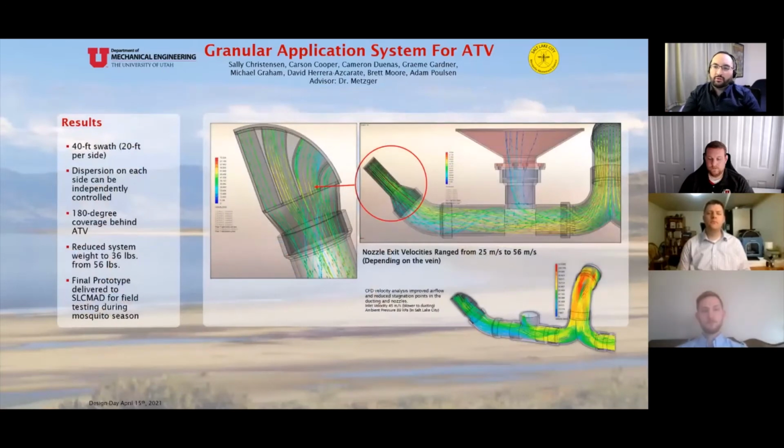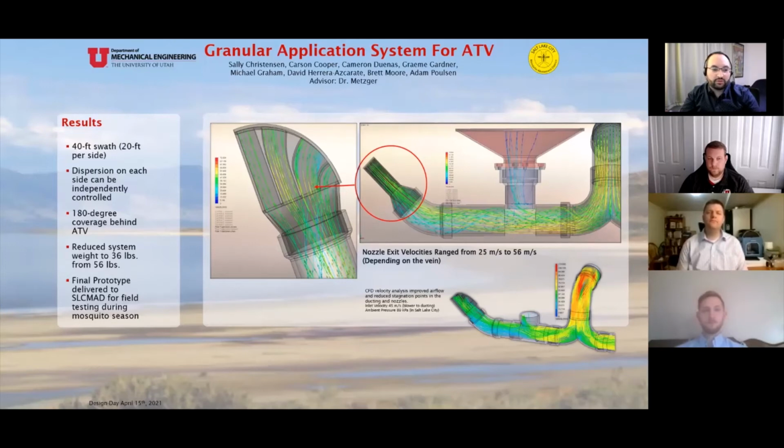On the right, we have the computational fluid dynamics study performed. This helped us optimize the flow and remove stagnation points in the ducting. It also allowed us to predict the exit velocities out of the nozzles. And as you can see in our results, we did achieve a 40-foot swath with a plus or minus 2 feet in some instances. Dispersion on each side was achieved, and we can shoot from either side of the ATV. We did reach the 180-degree coverage behind the ATV as requested by the client.